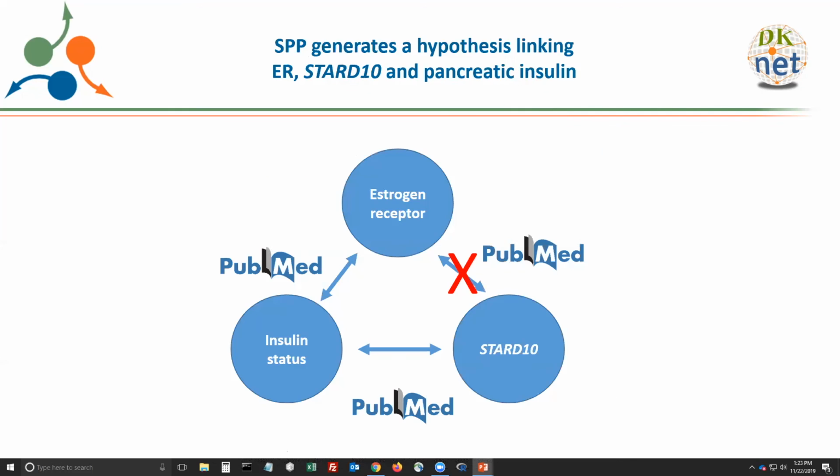So if you take all of this information in total, and visualize STARD10, the estrogen receptor, and insulin as three corners of a triangle, the literature makes some connections, but SPP forms the third side of that triangle and allows users to hypothesize a possible mechanistic basis for the ER insulin connection. That hypothesis is that estrogen receptor is regulating insulin status in part due to its transcriptional regulation of STARD10.